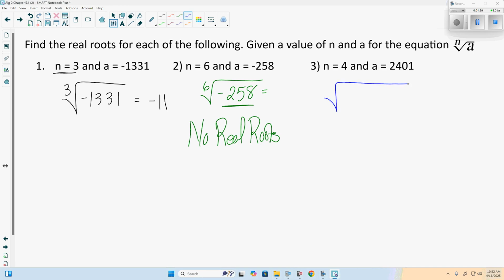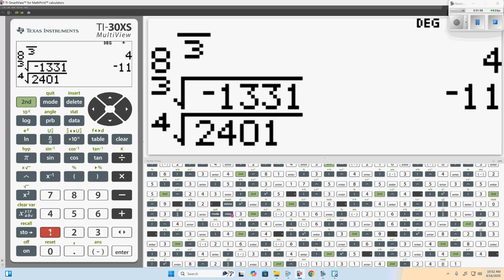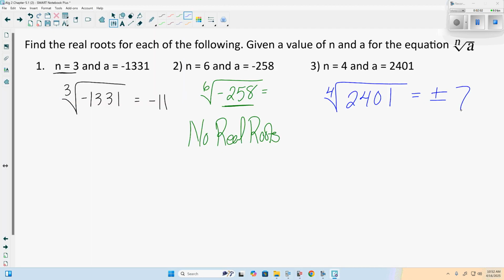The last one we have up here is the fourth root of 2401. And again, even root. So it's either going to be none, 1, or 2. Because it's a positive number, we do have 2 real roots. So we add the plus or minus and take the fourth root of 2401, which is 7, because we could have positive or negative 7.